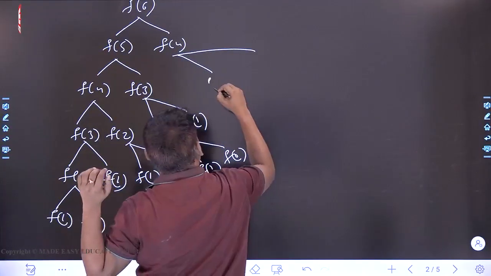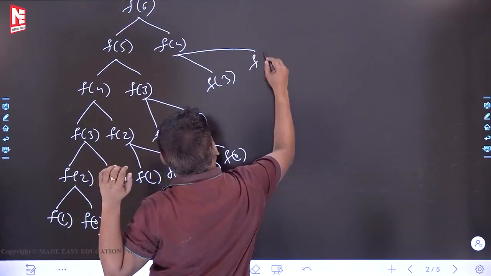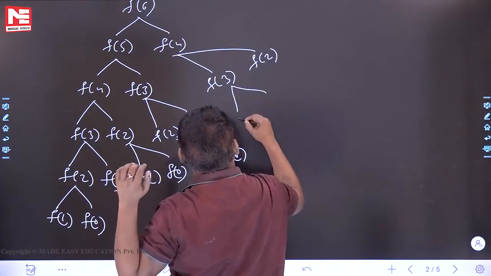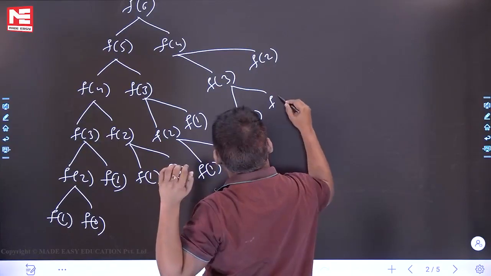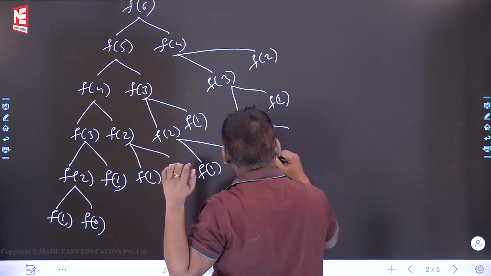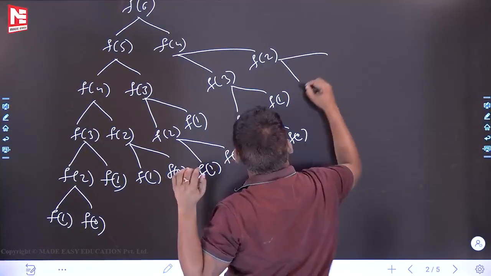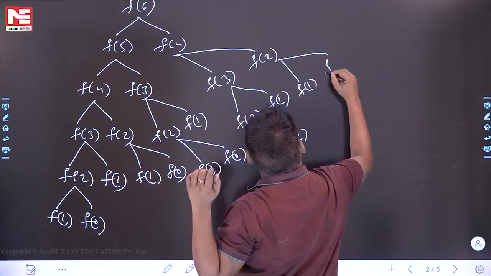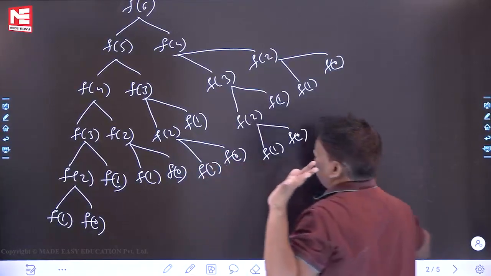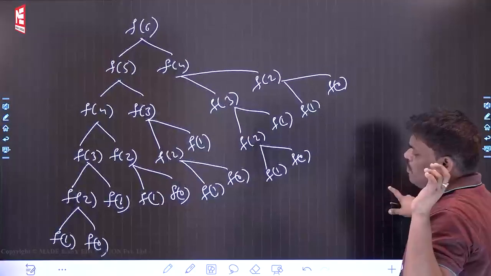4, 3 and 2. 3, 2 and 1. 2, 1 and 0. 2, 1 and 0. Right, like this. Right, so whatever is happening, right?